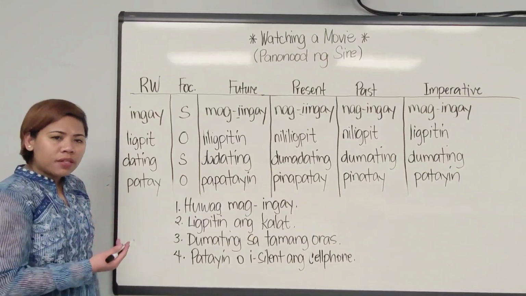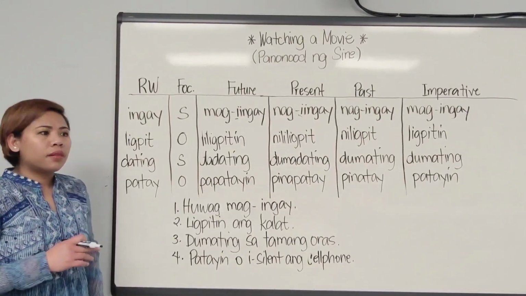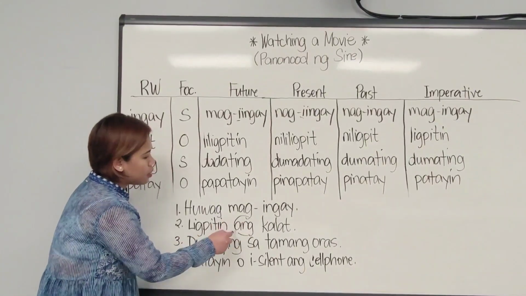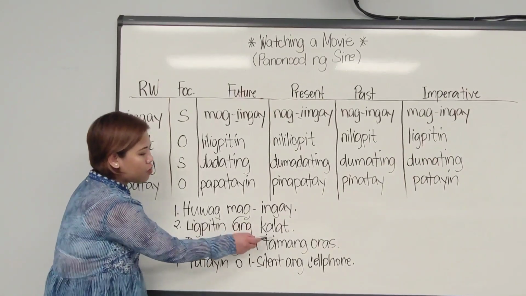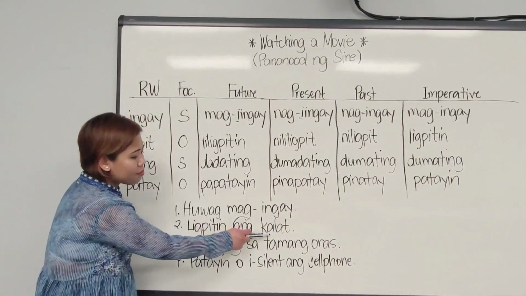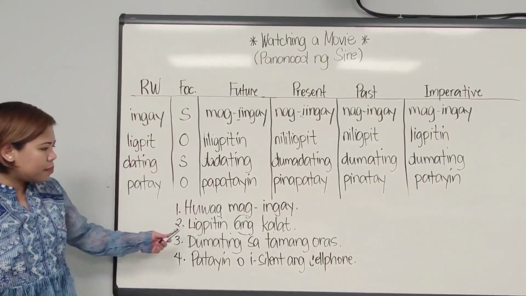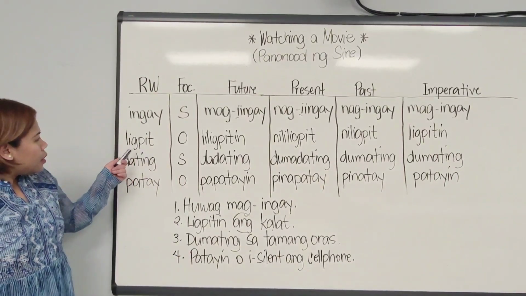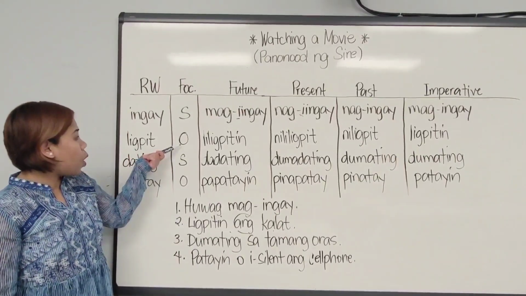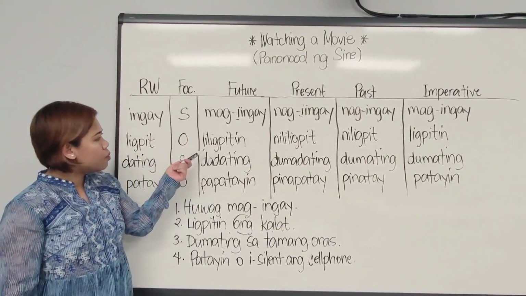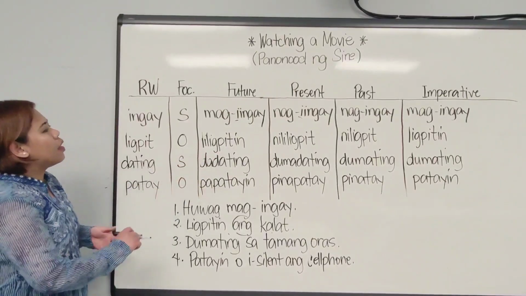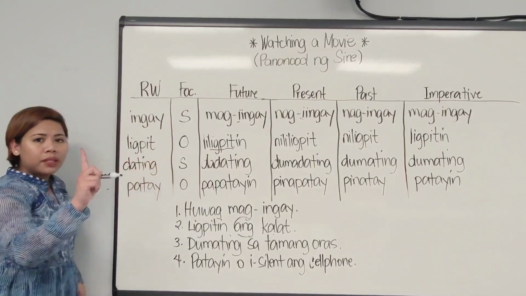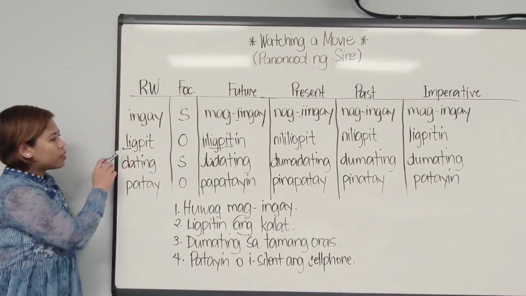I told you in the previous lesson one clue so that you would know what is the focus of the sentence. If you see the article ang before the object, then it means this is the focus, the kalat or the mess. Ligpitin ang kalat. Clean up the mess. Now, ligpit, if the focus is the object, in the future tense will become liligpitin. The root word is ligpit. It's in here. We repeated the first syllable of this word ligpit.